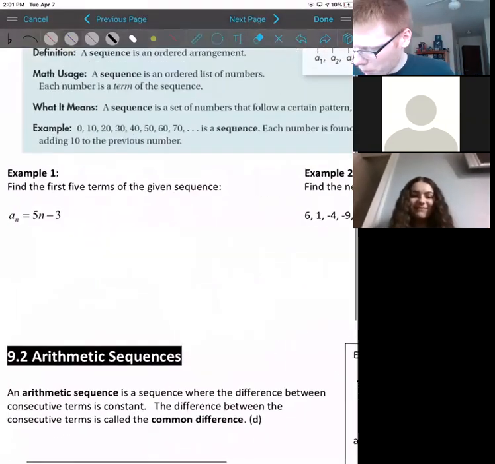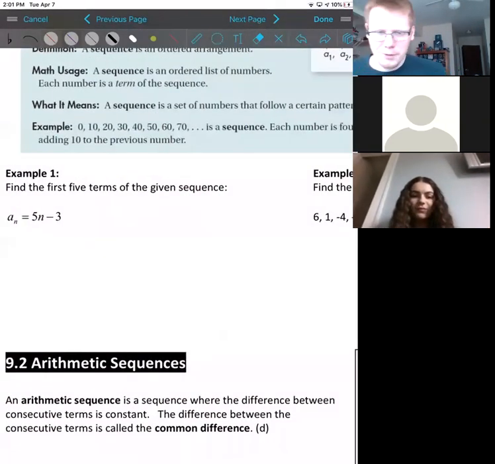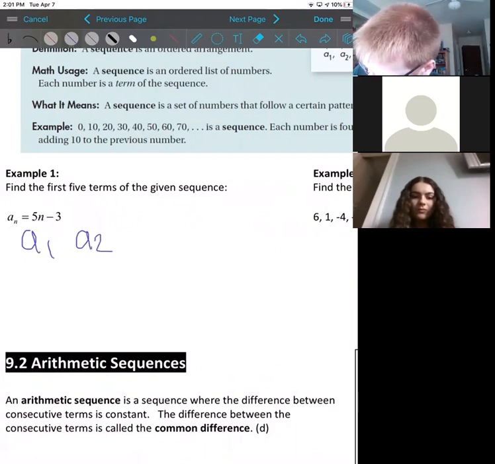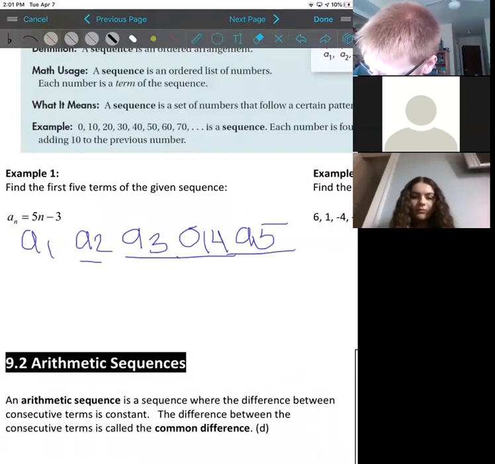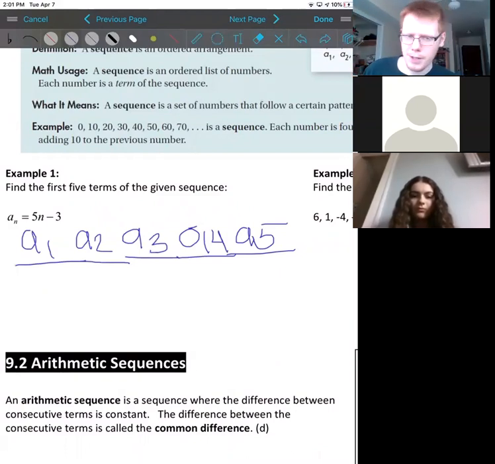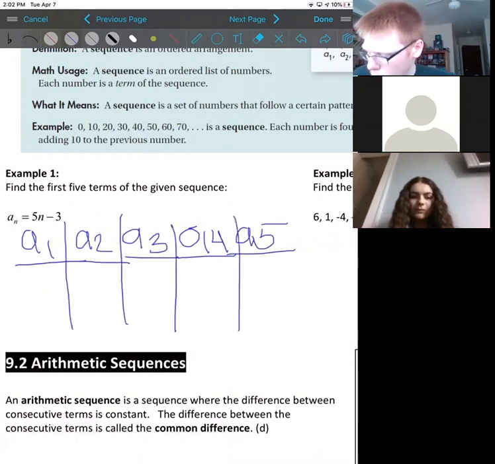So example 1, they just want you to find the first 5 terms of the given sequence. So basically, just find A1, A2, A3, A4, and A5. Sorry, this is a little bit sloppy, those numbers should be subscripts, so small, like that A of n. To get these, you're just going to plug these numbers into your equation, so just plugging them into 5n minus 3.